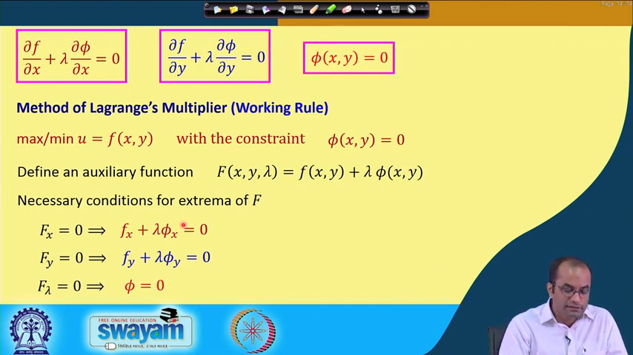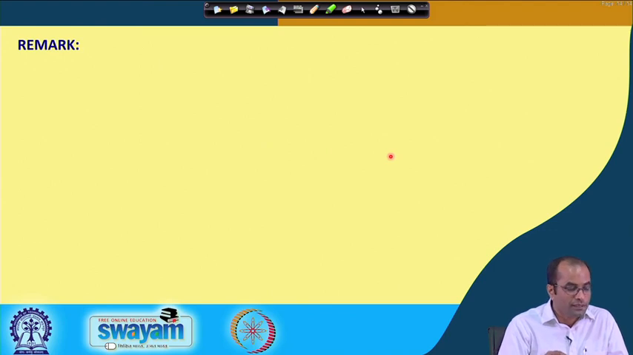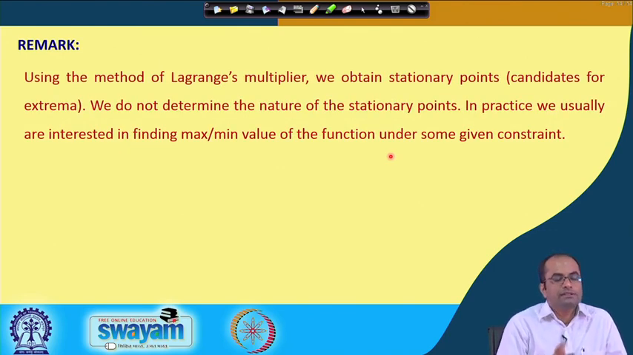So, anyway, let us discuss this one constraint, and the remark here is that using this method of Lagrange multiplier, we will obtain the stationary points, or rather we call them the candidates for the extrema. These will be the candidates for the extrema. We will not compute the behavior of these points, whether it is a point of local minimum or local maximum.